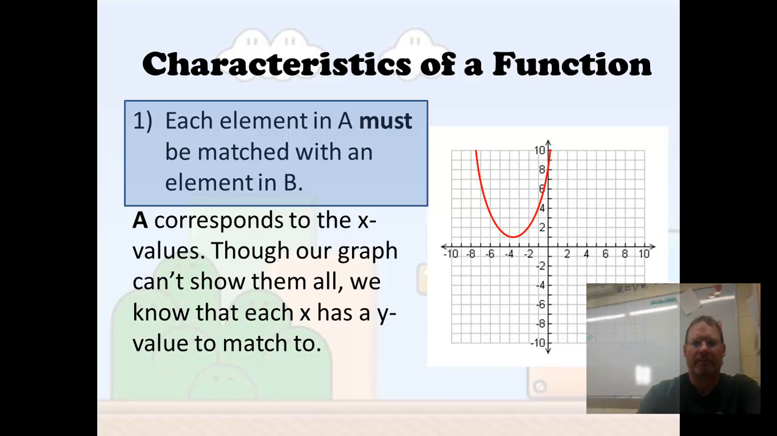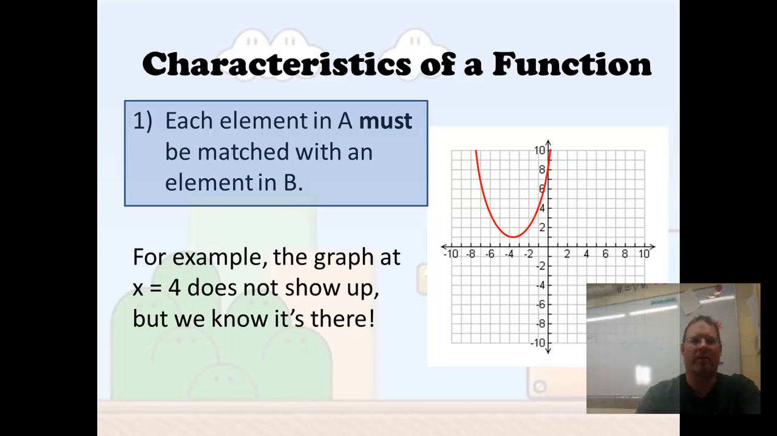Our graph doesn't show them all. This one goes from -10 to +10, and in fact the red graph that you see doesn't even look like 4 has a value, but as you know, 4 does have a value. It just happens to be far off of the graph. So every x will have a corresponding y value, so characteristic number 1 is good.